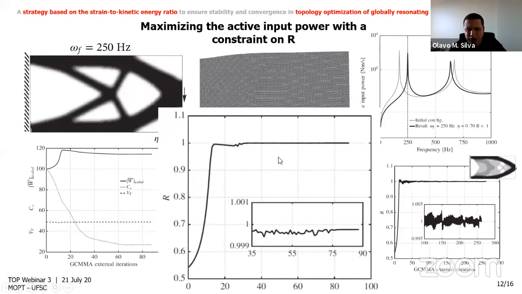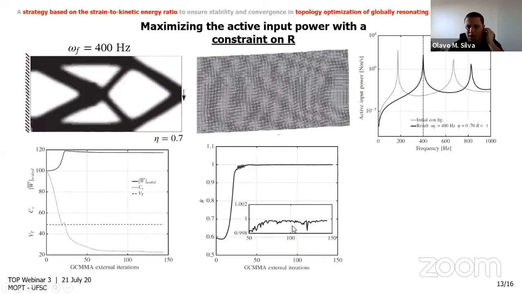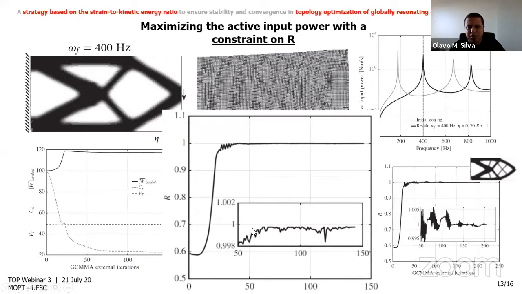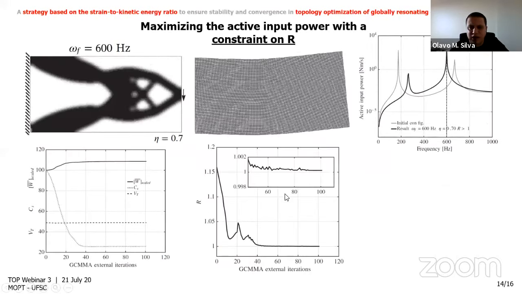We see a more stable evolution without oscillation around one. Consequently, the resonance, which almost reaches the excitation frequency, is always at the same side of it, and the process proceeds with stability. The same occurs for 400 Hertz, here with a well-defined layout and with a stable evolution with R less than one. The same occurs for 600 Hertz, here with a nice design.